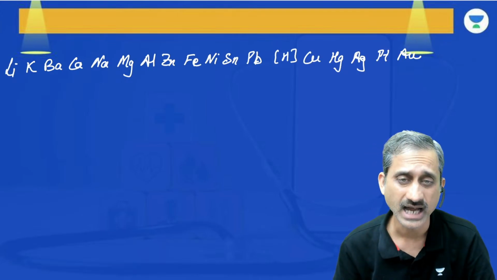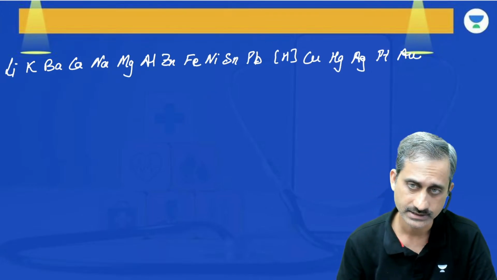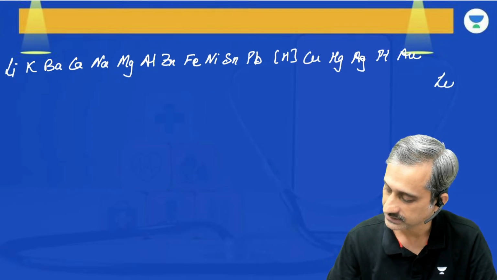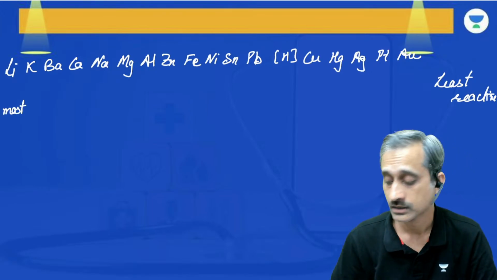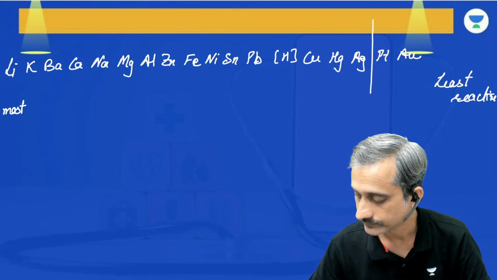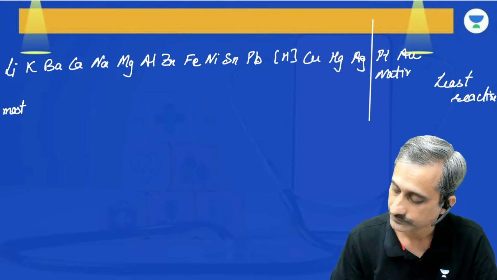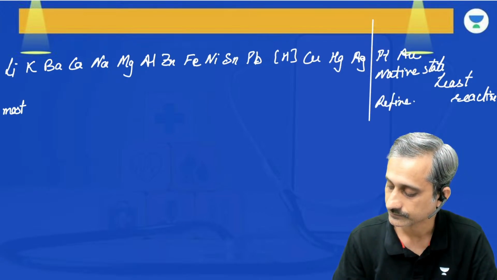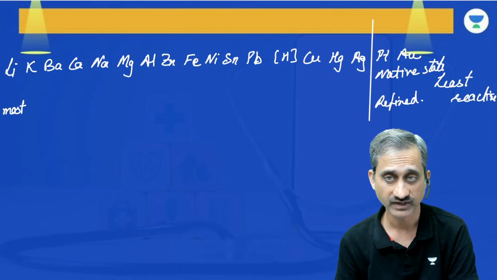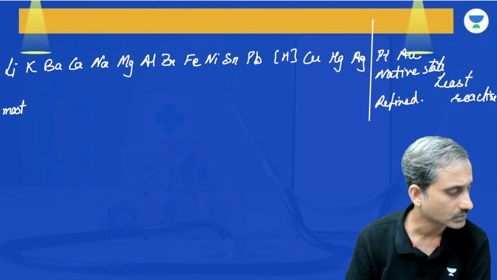Now, this is what we have, the electrochemical cathode discharge series. Here, this is least reactive. Here it is most. Now, these metals are obtained in the native state and they may be refined.